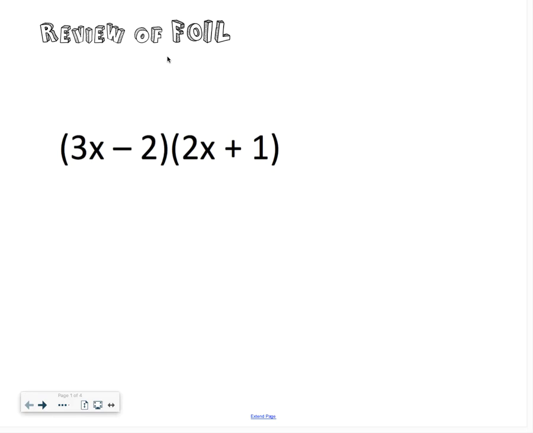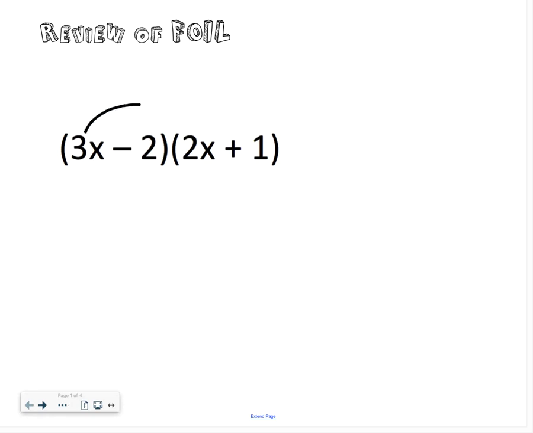Before we play our factoring games, I wanted to quickly review FOIL. So if you remember from Algebra 1, FOIL stands for first, outer, inner, last. And usually this is a concept that students are pretty familiar with by the time they start to factor, and they remember it when they're in Algebra 2 and Pre-Calc and so on.